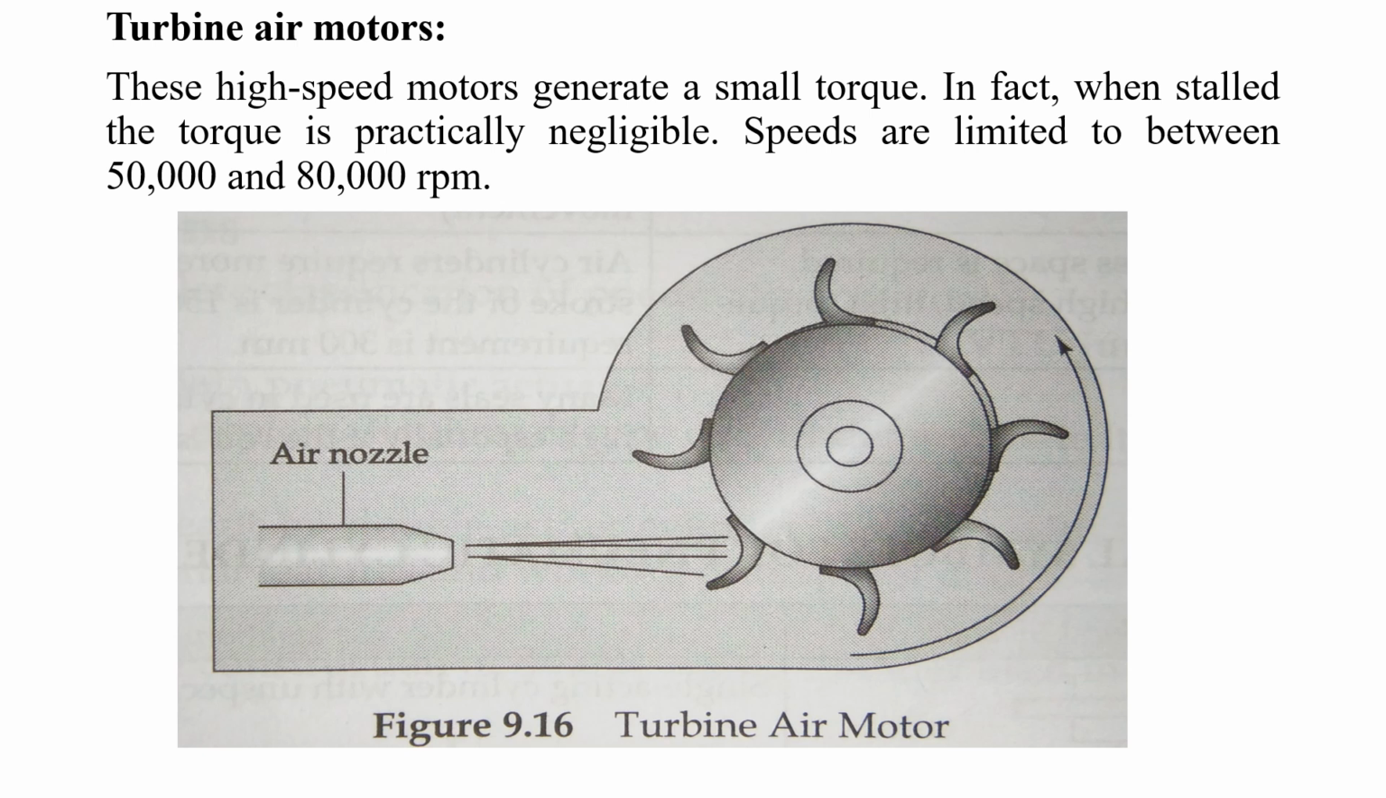This high speed motor generates a small torque. In fact, when stalled, the torque is practically negligible. The speeds are limited to between 50,000 to 80,000 RPM.